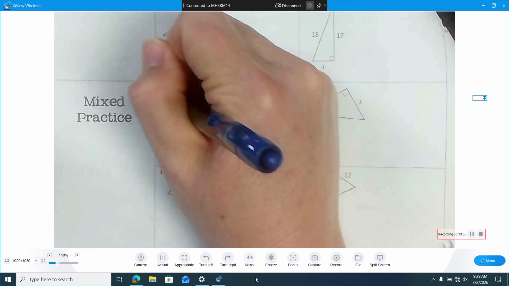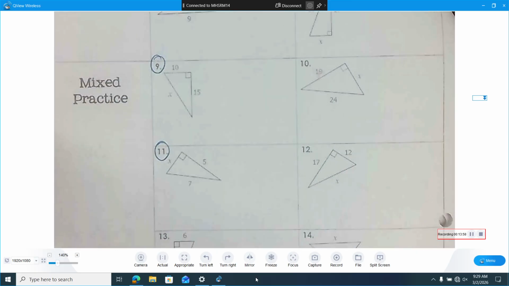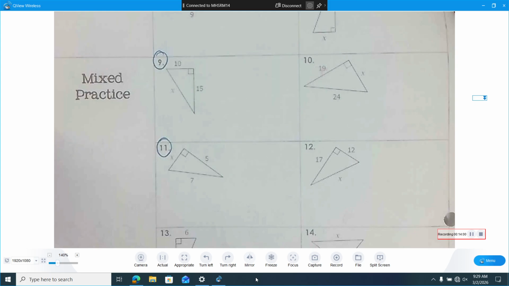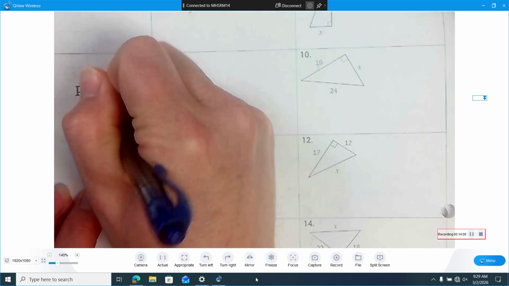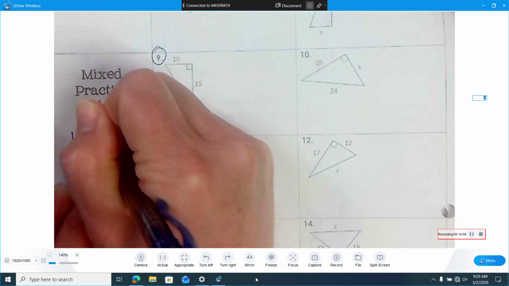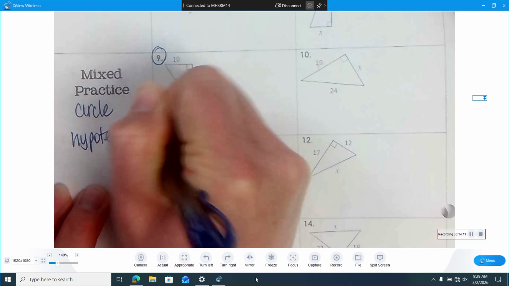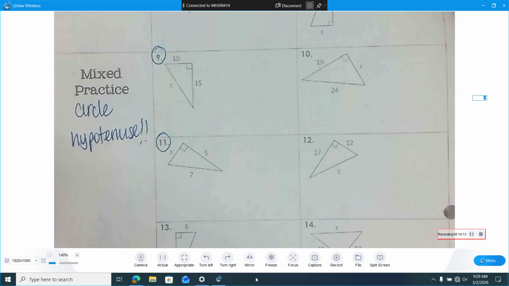Will you please try number 9 and number 11 on your own real fast, please? First things first, where's your hypotenuse? I want you to circle your hypotenuse. That is the first thing you should do. Find that hypotenuse, and then write your equation. Circle your hypotenuse, then write your equation.